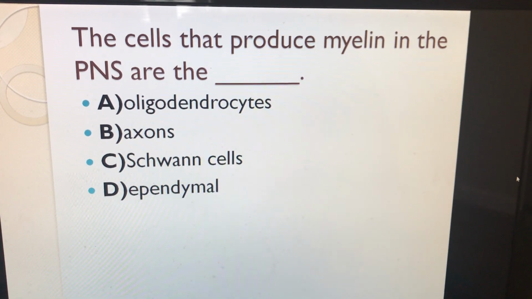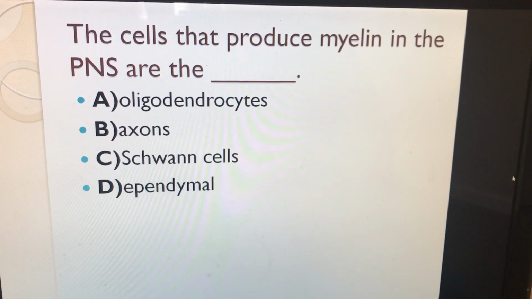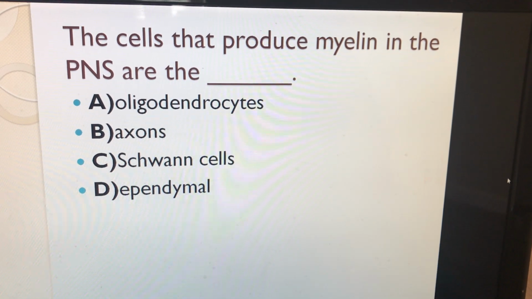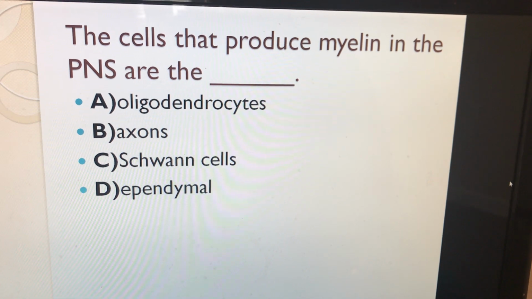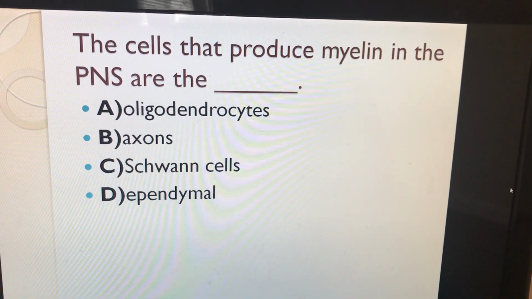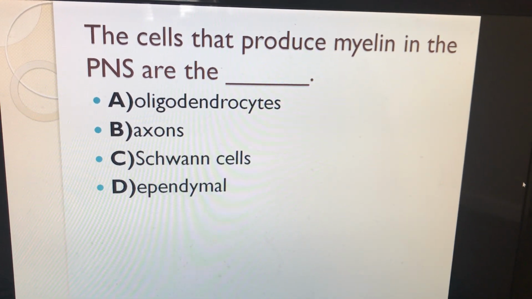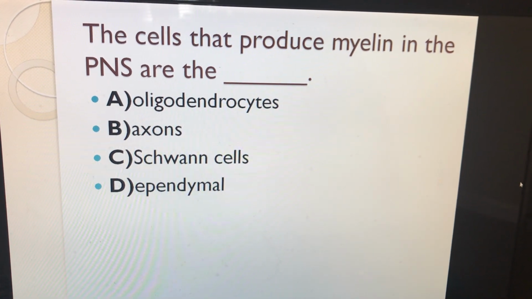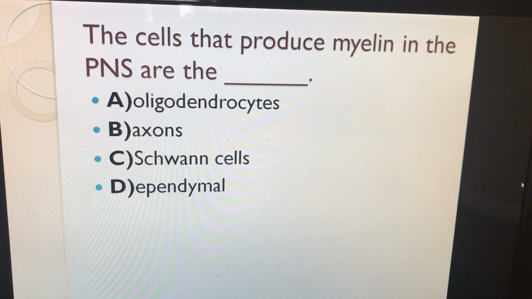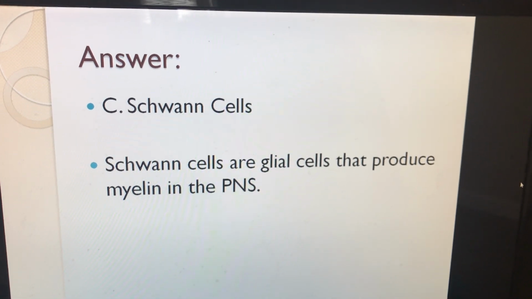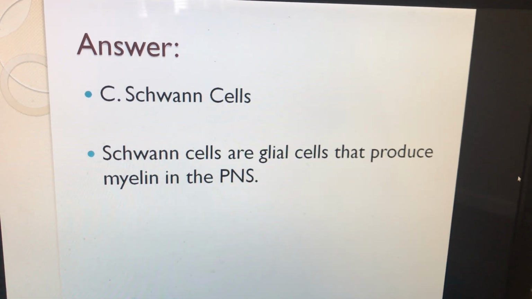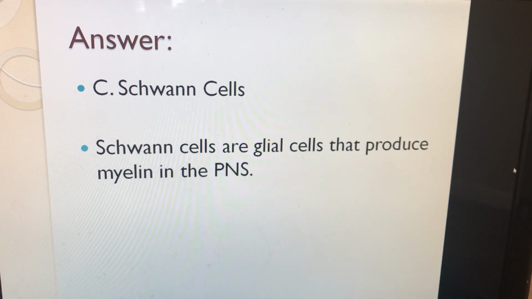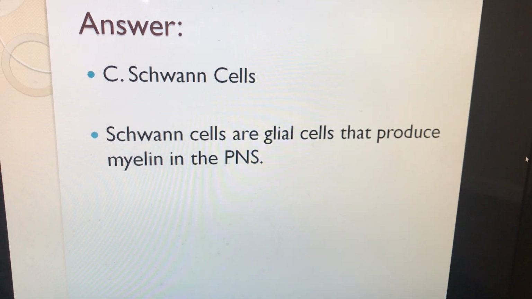The cells that produce myelin in the PNS are the A, oligodendrocytes, B, axons, C, Schwann cells, or D, ependymal. The answer is C, Schwann cells. Schwann cells are glial cells that produce myelin in the PNS.